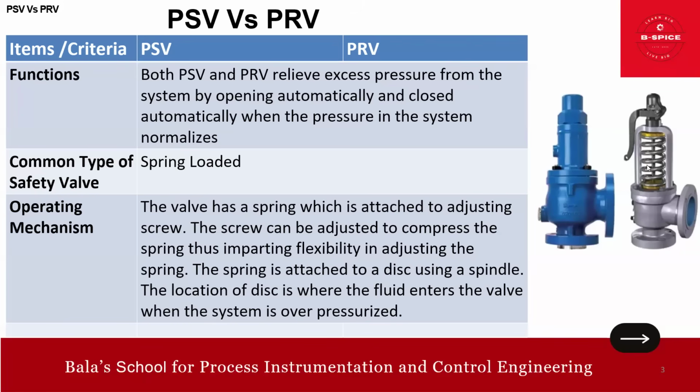The spring is attached to a disc. You can see here the disc attached using a spindle. This is the spindle, right? The location of the disc is where the fluid enters. Here the fluid enters, in this area. So this location of the disc is where the fluid enters the valve when the system is over pressurized. So that is a typical operating mechanism.